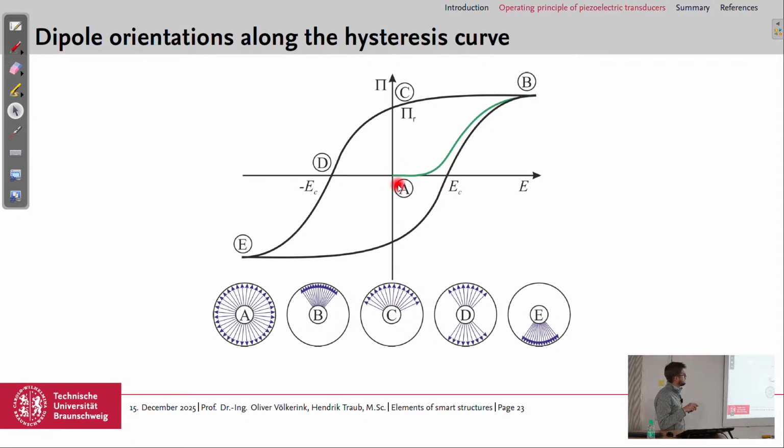So this green line is only for the initial polarization after cooling down from Curie temperature. If we have it in a depolarized state, then we are at this point or at this point, and then we follow just the black lines.